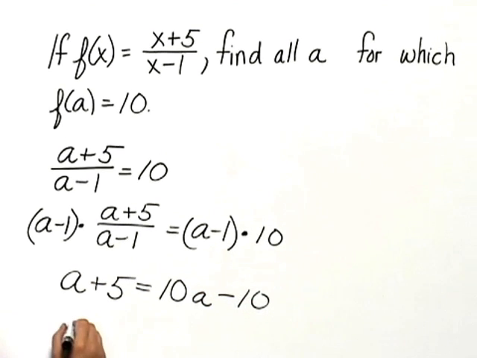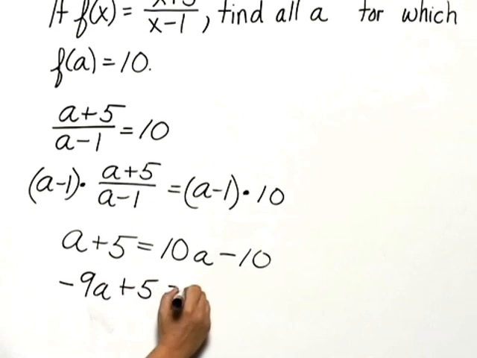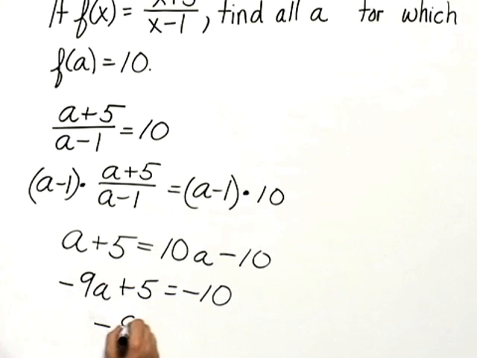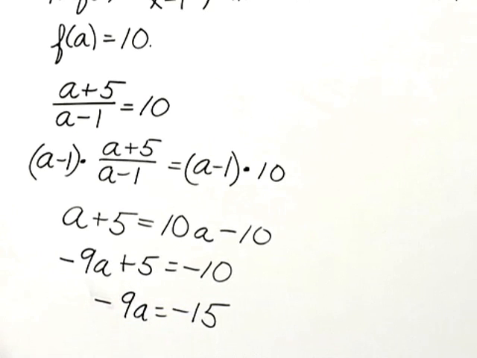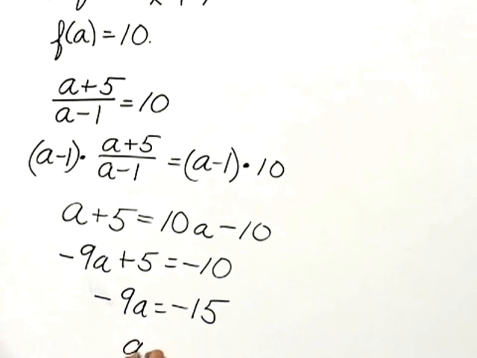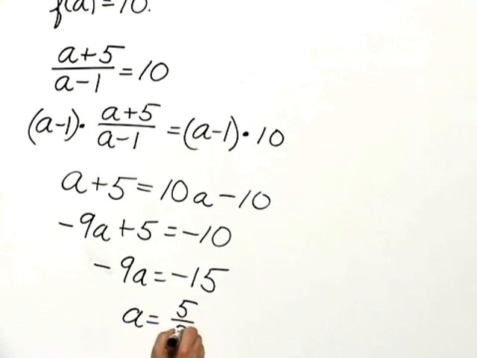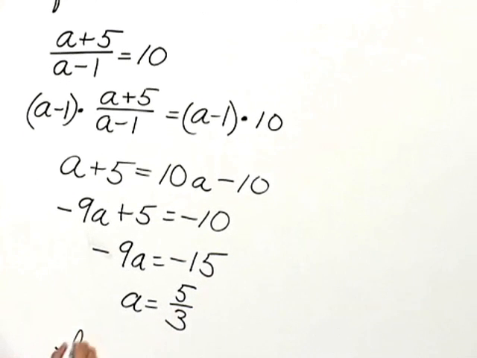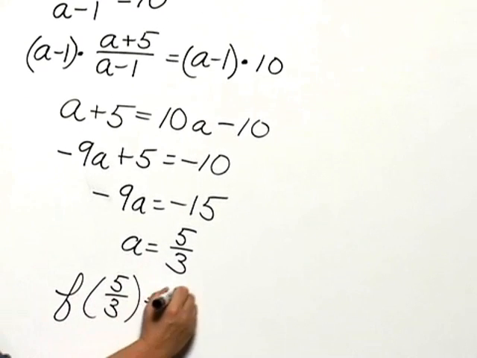Subtracting 10a from both sides, we have negative 9a plus 5 equals negative 10. Subtracting 5 from both sides, we have negative 9a equals negative 15. And dividing both sides by negative 9, we have a equals 15/9 or 5/3. So all a for which f of a equals 10 would be 5/3. We could write that as f of 5/3 equals 10.